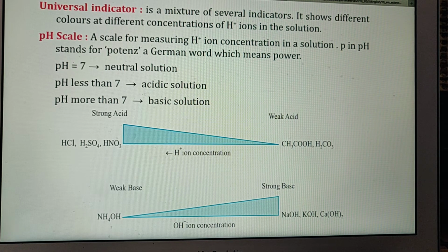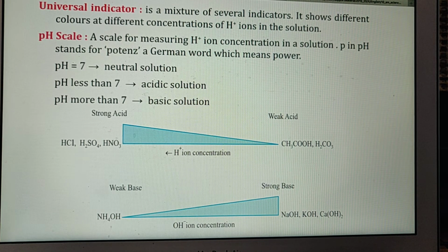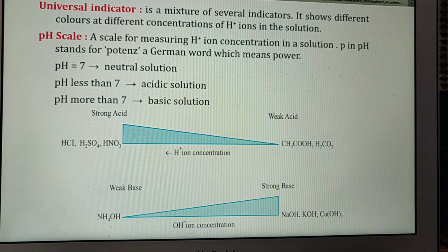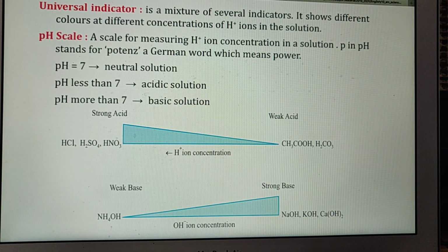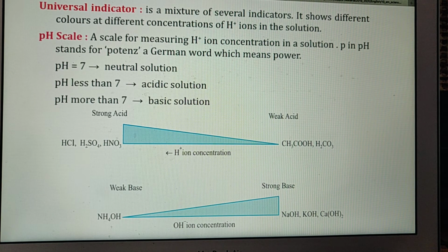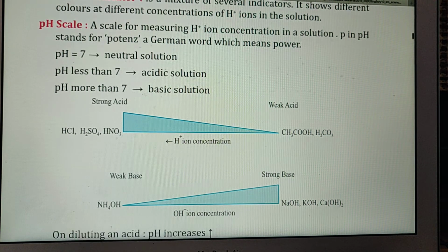Before that, we will understand the pH scale. A scale for measuring H ion concentration in a solution is the pH scale. In pH, the P stands for potens, a German word which means power. So pH equal to 7 means a neutral solution. If pH is less than 7, it is an acidic solution. If pH is more than 7, it is a basic solution.